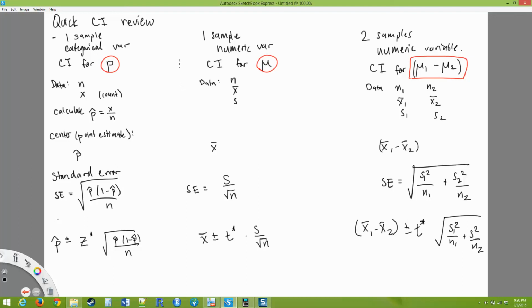So all the confidence intervals have the same different parts, it's just each one looks a tiny bit different. Okay, so the generic form is a point estimate, which goes in the center, plus or minus a critical value times the standard error. Okay.